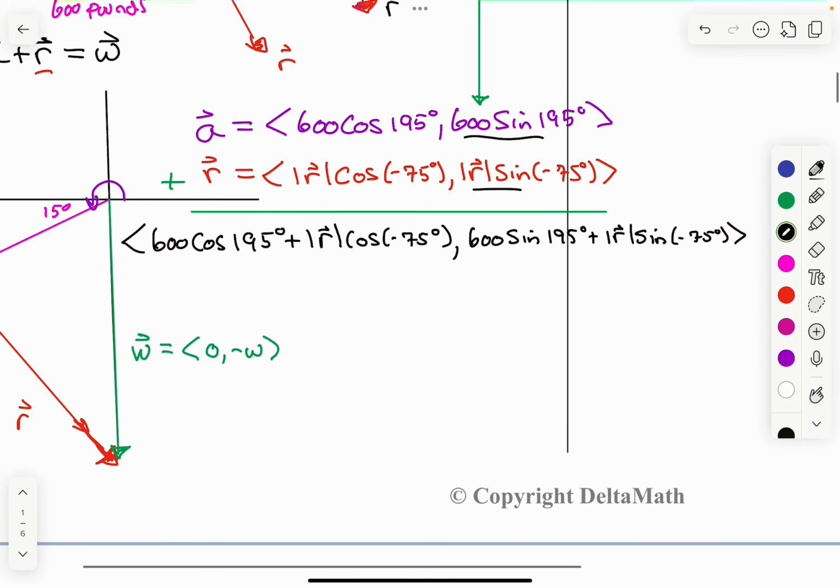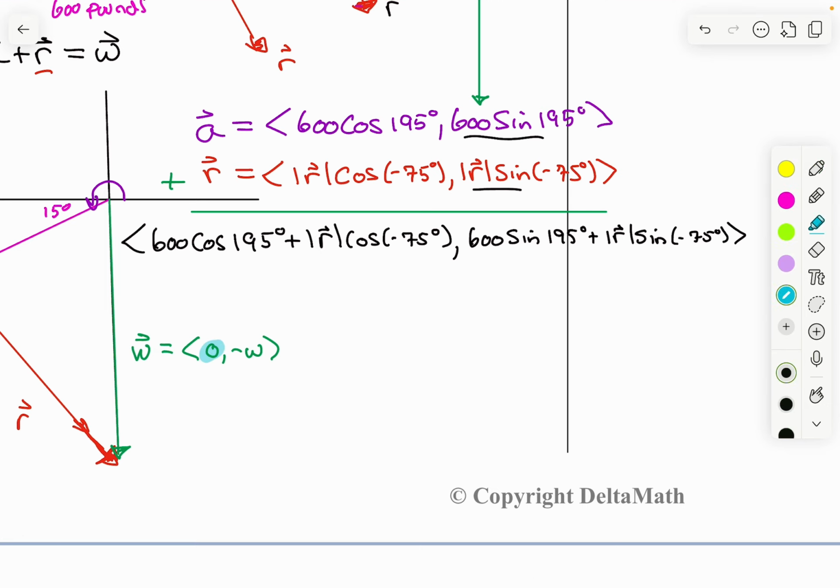All right, and we know that has to equal W, so the components need to equal. So this all has to equal 0. That's important because that's going to let me find the magnitude of R. And then once I know the magnitude of R, I can put it in here, and that'll give me the weight of the car because that's the only unknown there.